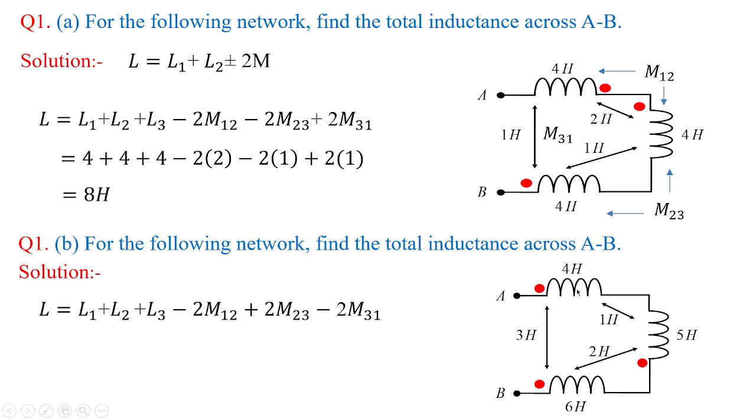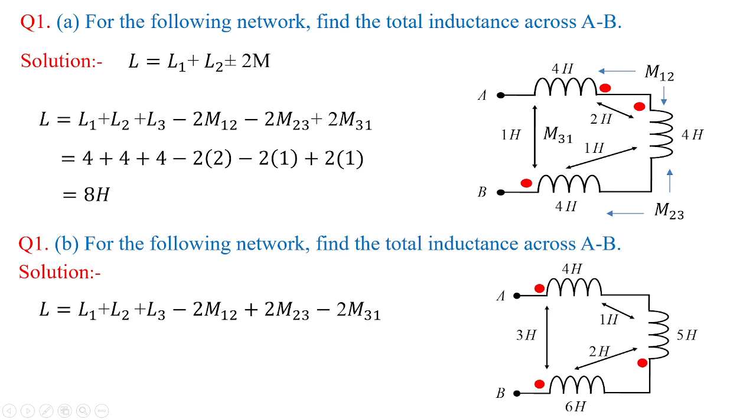Now you see coil 2, coil 3. Coil 2 has 5 henries, coil 3 has 6 henries, and the mutual between these two values is 2. And both the conventions of the dots based upon the flow of current from A towards B is positive. That's why we are taking 2M23, or you can take one with respect to 5, one with respect to 6 as M23 and M23, and later you can add, then you'll get the resultant as 2M23.